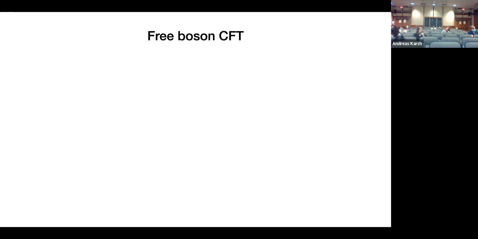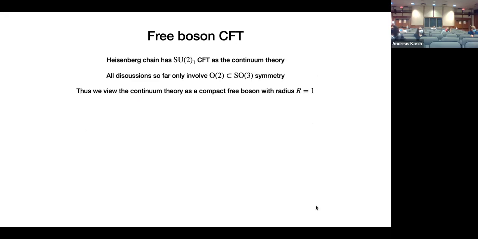All right, so to do this, I need to spend a few slides on the continuum theory. It's SU(2) level 1 CFT, but all the discussion so far really only involves the O(2) subgroup of SO(3). So we can think of the continuum theory just as a compact free boson with a radius equal to 1 in some convention, R equals 1. This is the same as SU(2) level 1 CFT, because we don't need the SU(2) symmetry, so this is good enough.